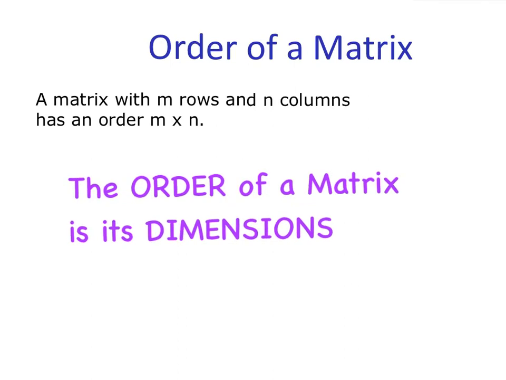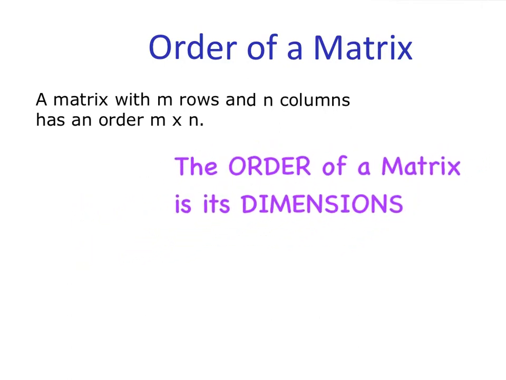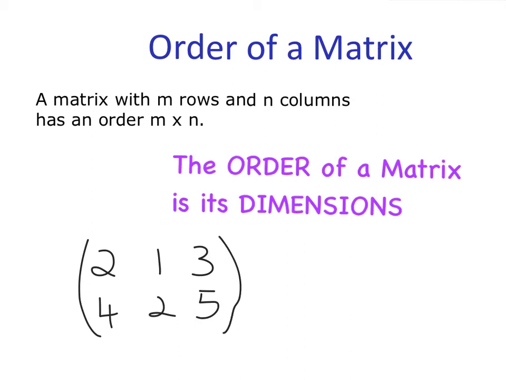Okay, so the order of a matrix is its dimensions. In the last slide I spoke about 2 by 2 or 2 by 1 or 1 by 2. The dimensions of a matrix is its order, and we always look at the dimensions in terms of the number of rows first by the number of columns. So here we might say that this matrix, 1, 3, 4, 2, 5, has 2 rows by 3 columns.